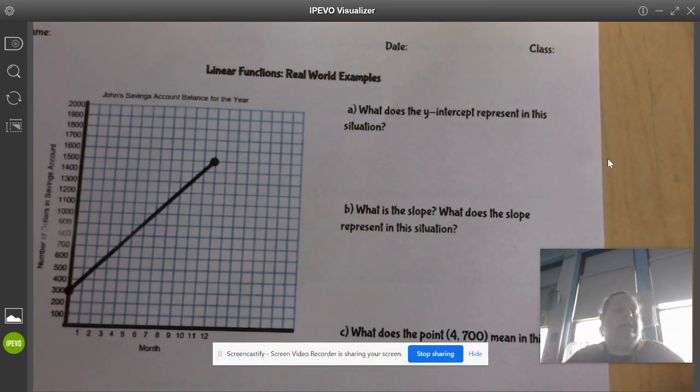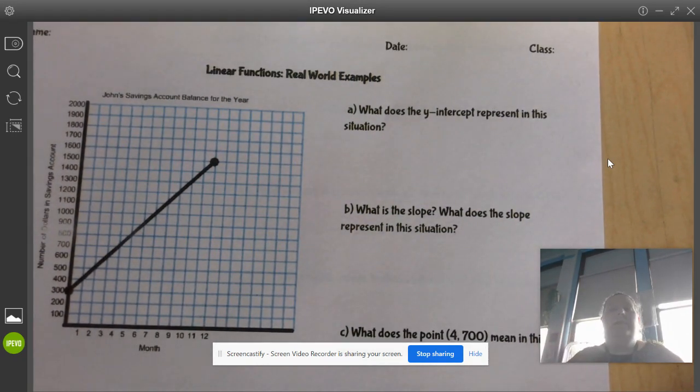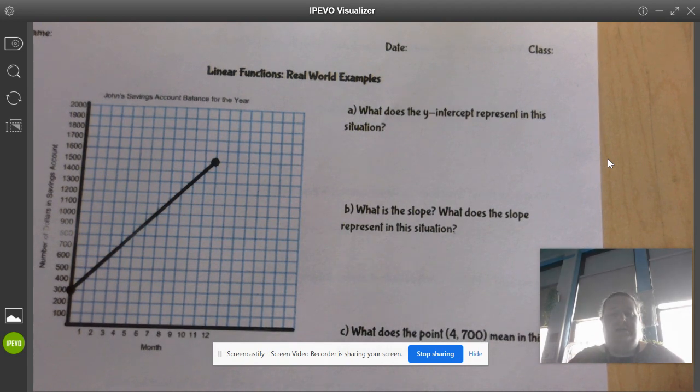So, we've actually already done a little bit of work with this in terms of looking at real world examples, analyzing what the parts mean. But now that we actually know the words y-intercept, slope, and we're comfortable with that, we're going to go ahead and look at a few more examples today.